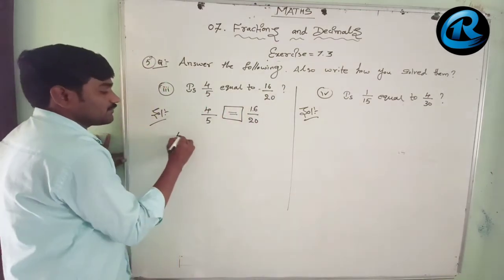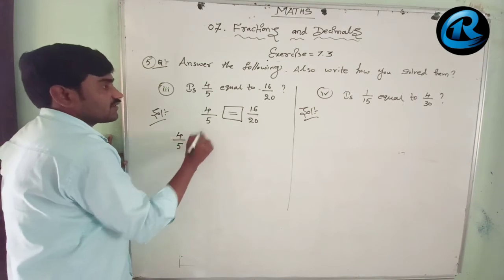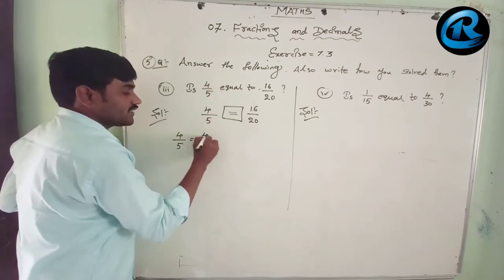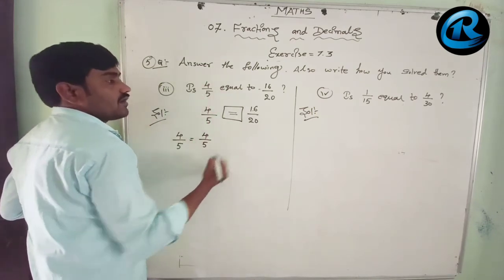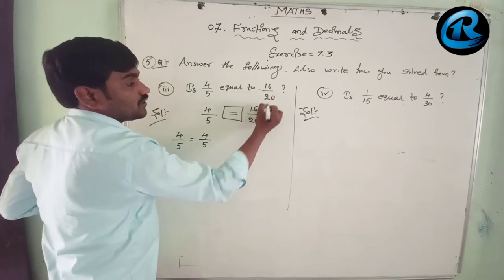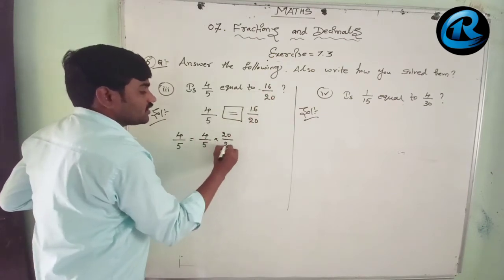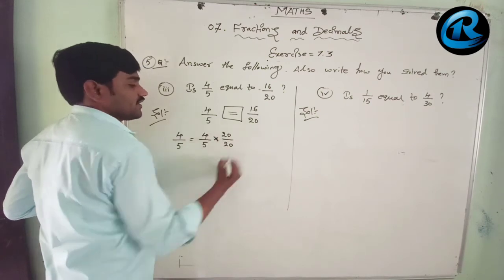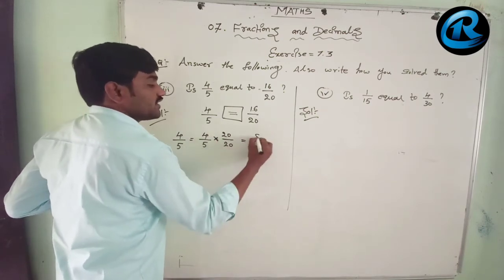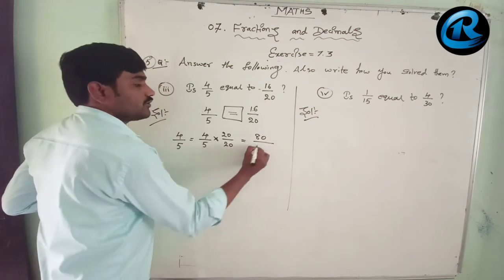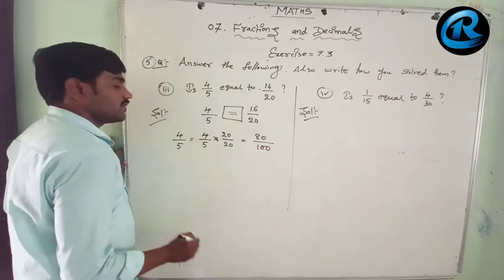How? Let us see the process. I will write here 4 by 5. Take the first fraction, 4 by 5. And the second denominator is what? 20. You multiply this 20 to the numerator and denominator of the first fraction. So 4 into 20 is 80, by 5 into 20 is 100. 80 by 100 you will get.